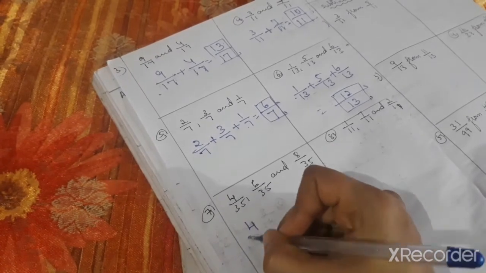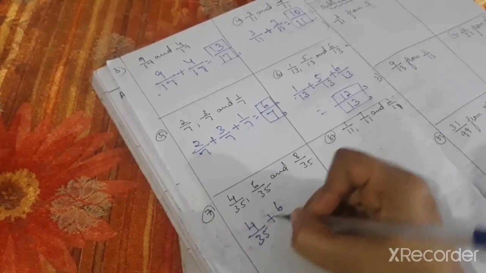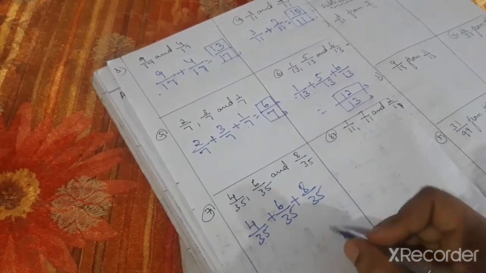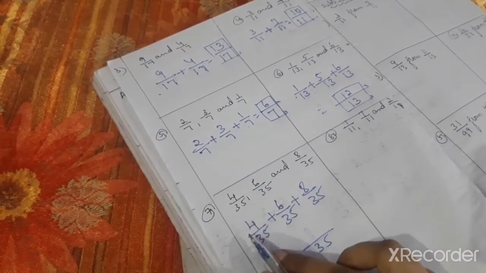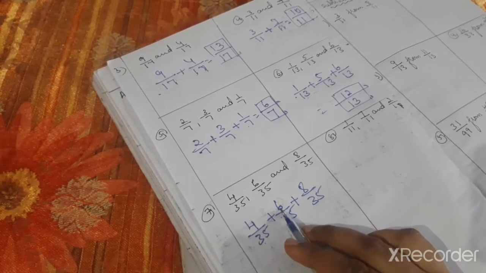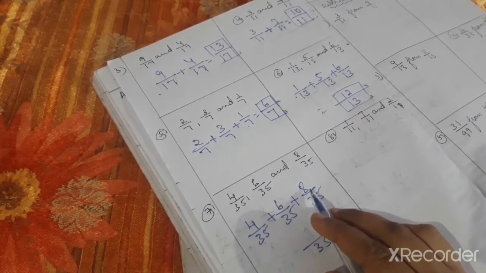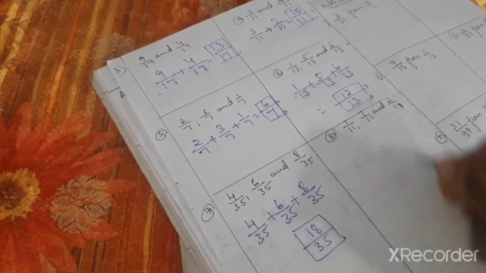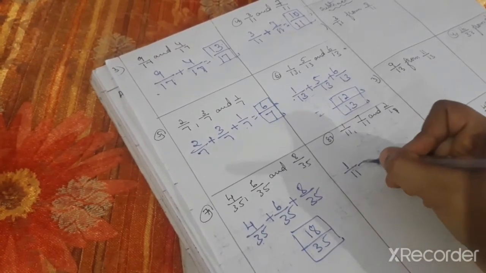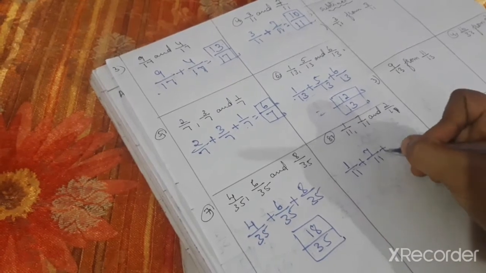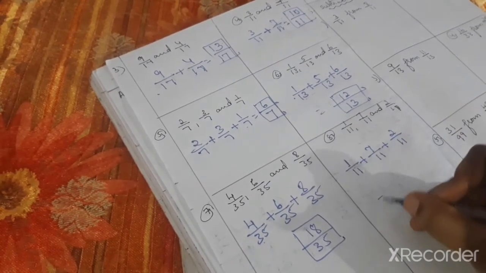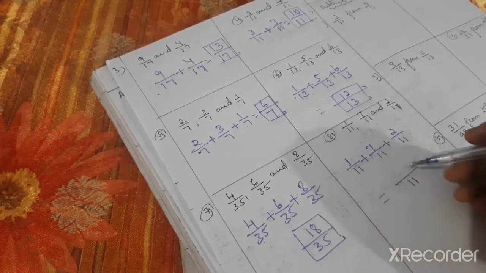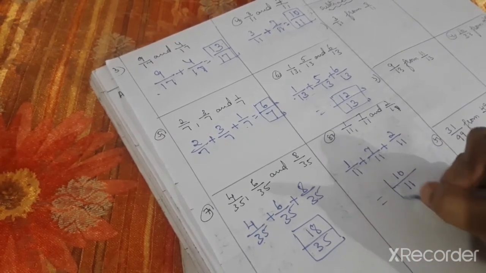Seventh one, 4 by 35 plus 6 by 35 plus 8 by 35. Common is 35. Write down that common. 4 plus 6 is 10. 10 plus 8 is 18. 18 by 35. This is the answer. Now 8th question, 1 by 11 plus 7 by 11 plus 2 by 11. Write 11. 1 plus 7 is 8. 8 plus 2 is 10. 10 by 11.